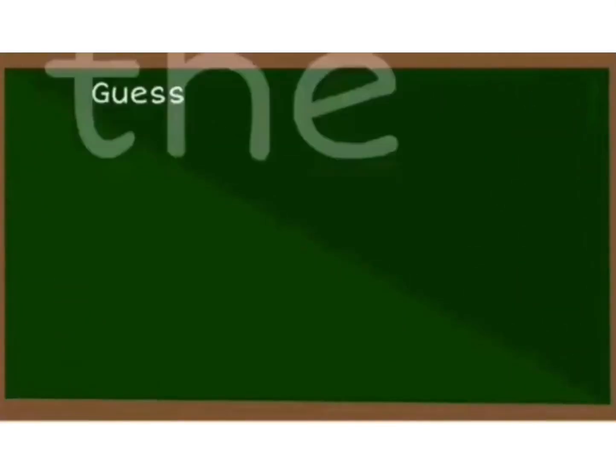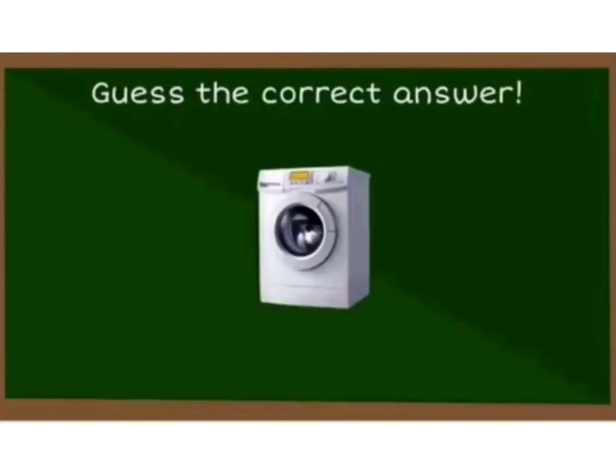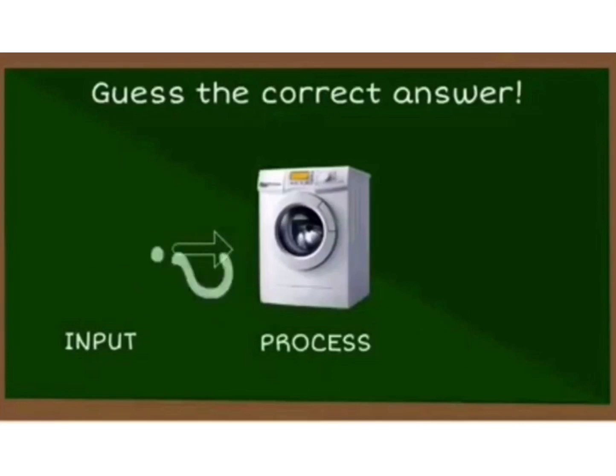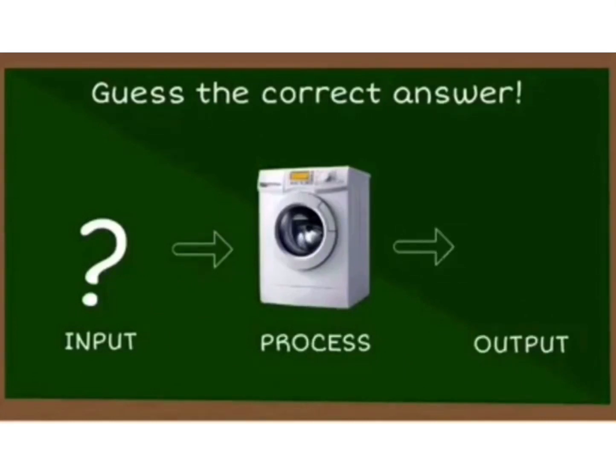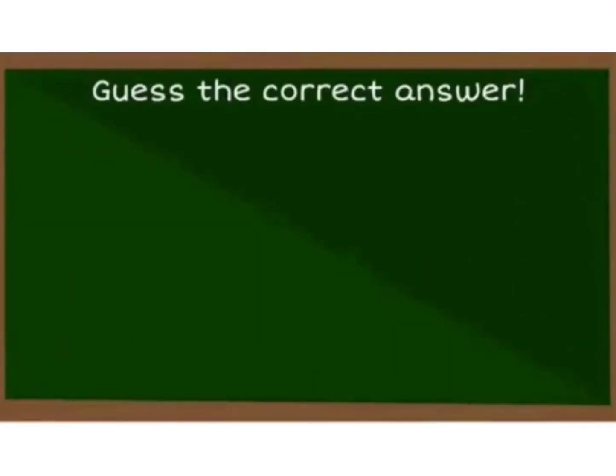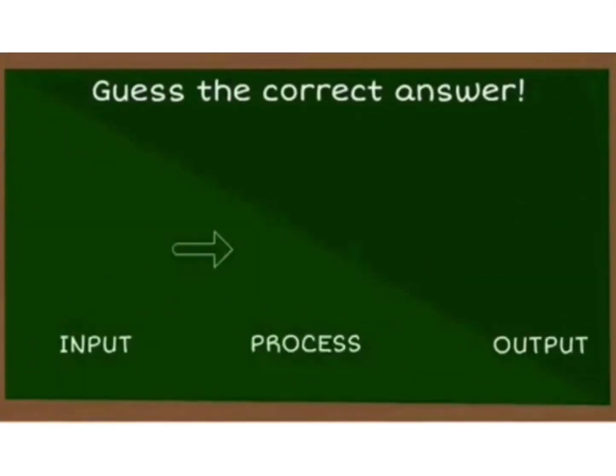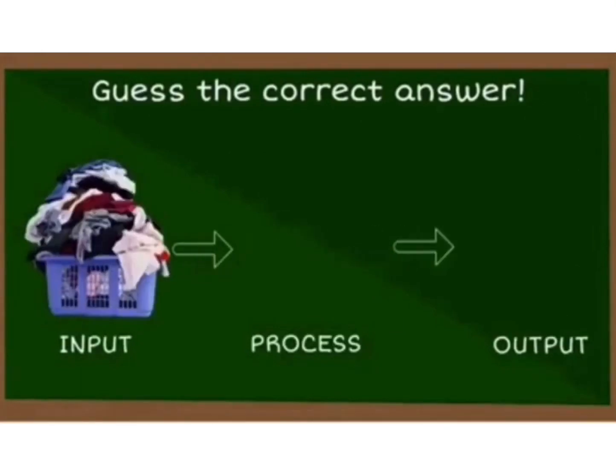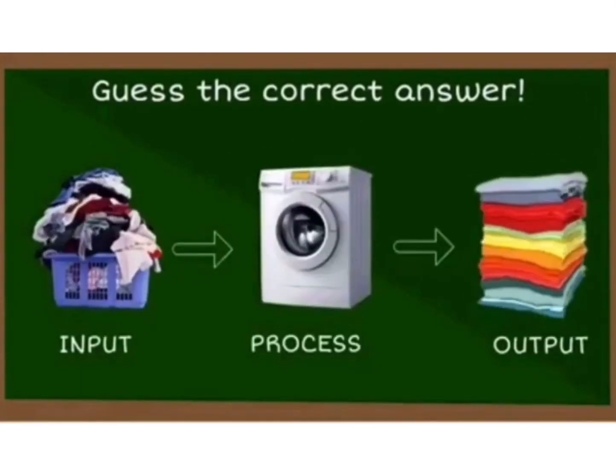Now take another example. You have to guess what will be the input here to put it into the washing machine and what will be the output. And I think you all can guess the input and output here. Correct children. Dirty clothes are the input here and we get the clean clothes as the output.